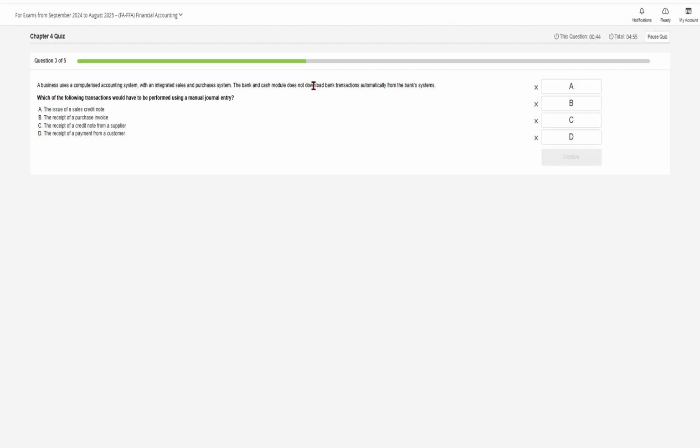So let's evaluate the options. The first one is issue of a sales credit note. This is part of the sales system, which is automatically handled, so we don't need to pass a journal for this. This is incorrect. The receipt of a purchase invoice. Again, this is part of the purchase system, which is automated and integrated, so we don't need to pass a journal. This is incorrect. Third, the receipt of a credit note from a supplier. Again, it is handled by the purchase system, which is automated, so we don't need to pass any journal. The last one is receipt of a payment from a customer. Yes. Why? Because when a customer pays you, it will affect the bank, which is not automatically linked, so we need to pass the journal for this.